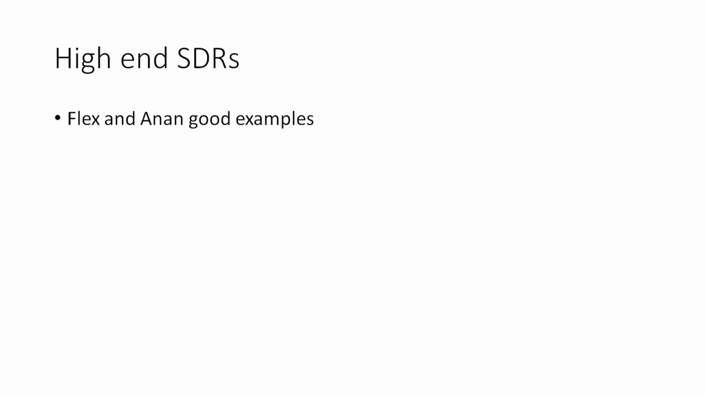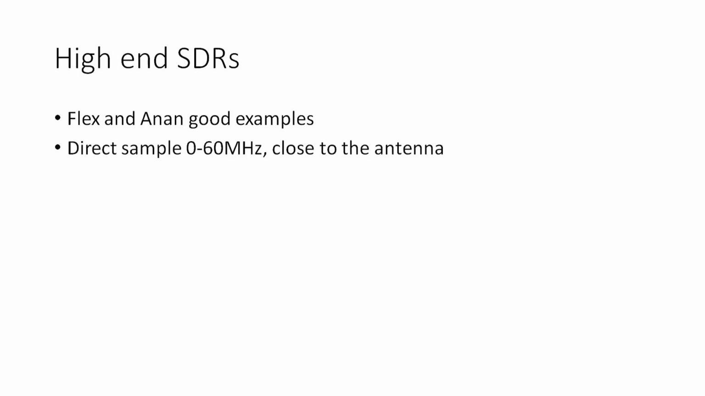So when we move to high-end SDRs, the Flex and the Anan are probably good examples of dedicated SDRs that have not come the conventional route, if you like. So they do a direct sample of 0 to 60 megs, and they sample as close to the antenna as they can realistically get.